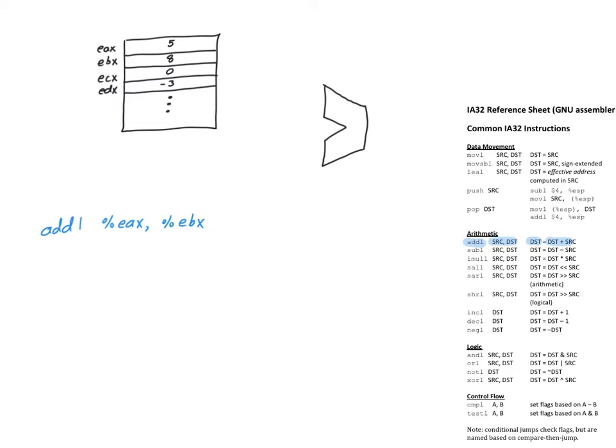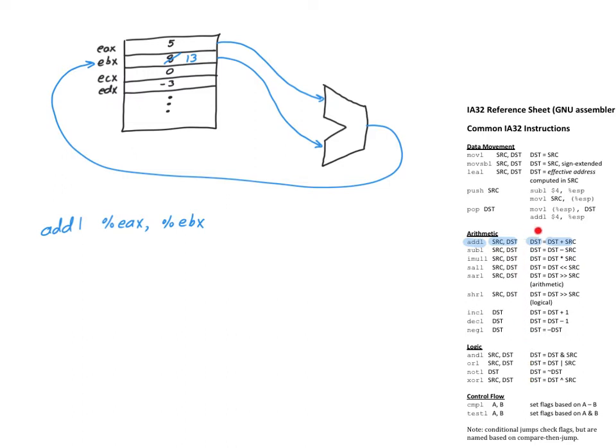And so in this case, that means that we are sending data from the EAX and EBX registers into the ALU, and then the sum that comes out of the ALU is getting stored back into the EBX register, and so we are overwriting this with the result of the addition. The subtraction and multiplication operations are defined similarly. And note that all of these arithmetic and logic operations are overwriting a destination register, which is also one of the inputs to that operation.